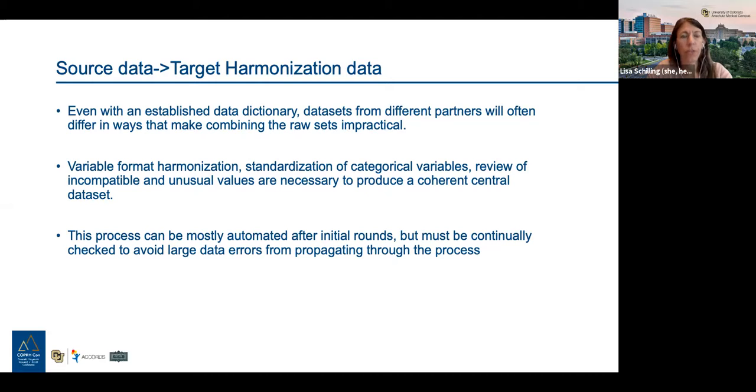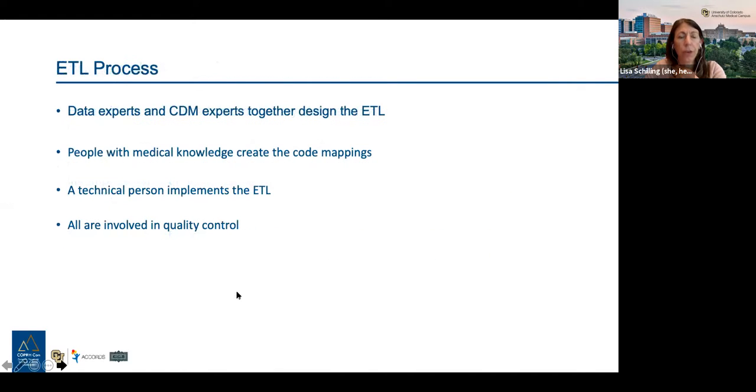So one of the things that is key is the source data to target harmonization. It's very important to have established data dictionaries and to work with partners on this. The formats for harmonization and standardization of given variables may be slightly different, and create processes that need to be adjudicated. And there's often a number of rounds in going through this process.